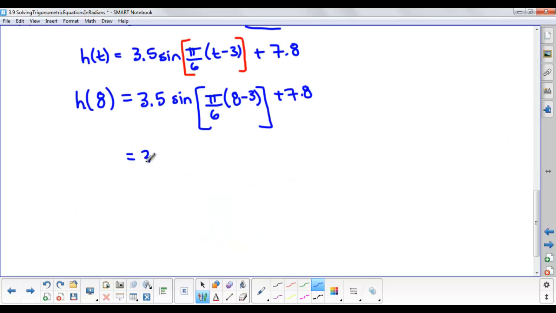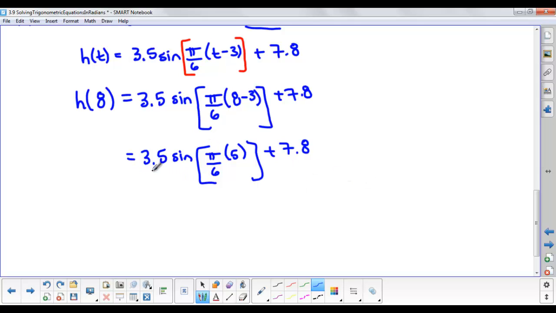And we'll just simplify inside the bracket here. So sine of pi by 6 times 5, so really 5 pi by 6, plus 7.8. And then at this point, you can do one of two things. You can recognize that 5 pi by 6, you can calculate doing special triangles on the graph, or because it's an application problem, you can just do calculator work.